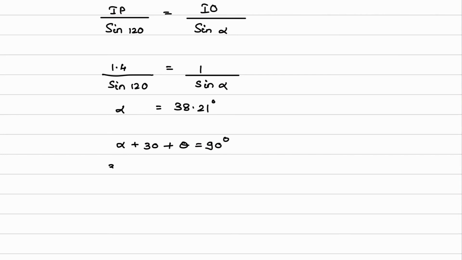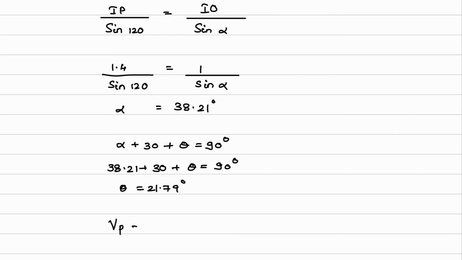Alpha is 38.21, so 38.21 plus 30 plus theta equal to 90 degree. From here I can calculate theta. Theta is equal to 21.79 degree.